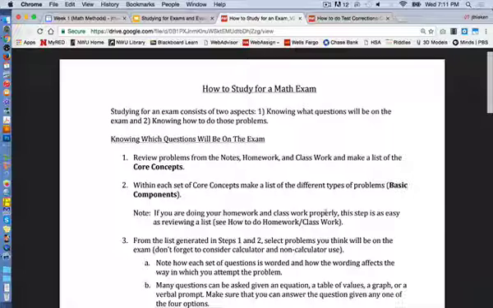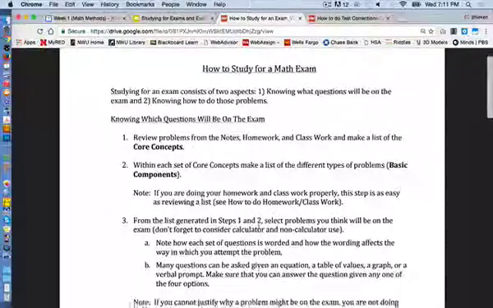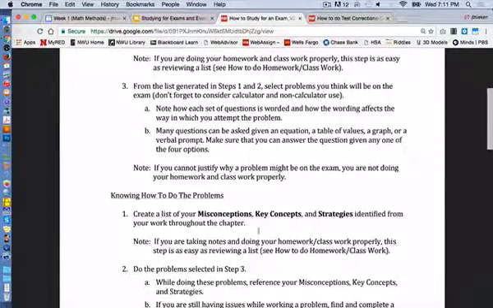And then my little note, my intrinsic motivator here is if you really are doing the homework and stuff properly, you don't have to redo this. You've already done it for every single homework assignment. You have a core concept, you have basic concepts, all that stuff. The last thing is, from the list you generated in steps 1 and 2, so you have basic concepts, you have core concepts, then do all this stuff. Right, so now you're going to actually select problems you think are going to be on the exam. So step 3 is you're going to generate your own exam.